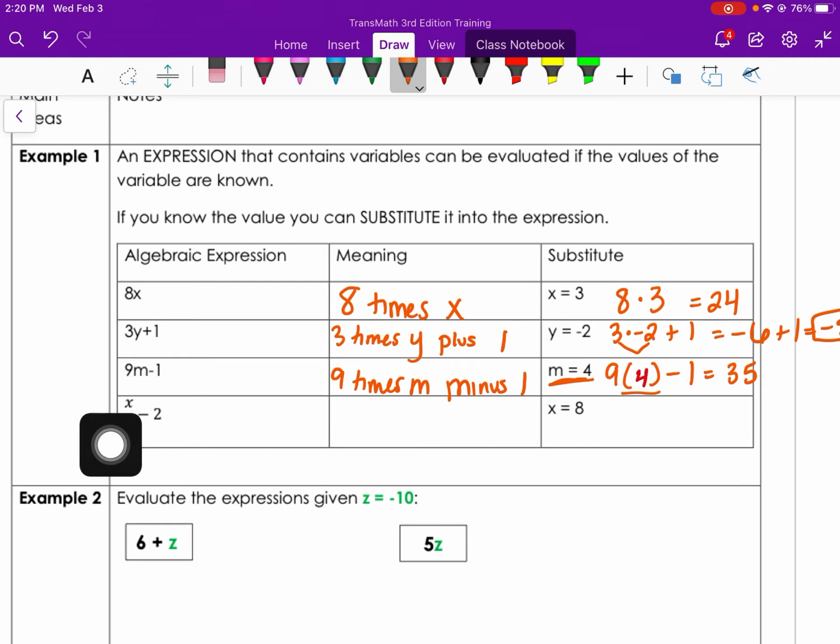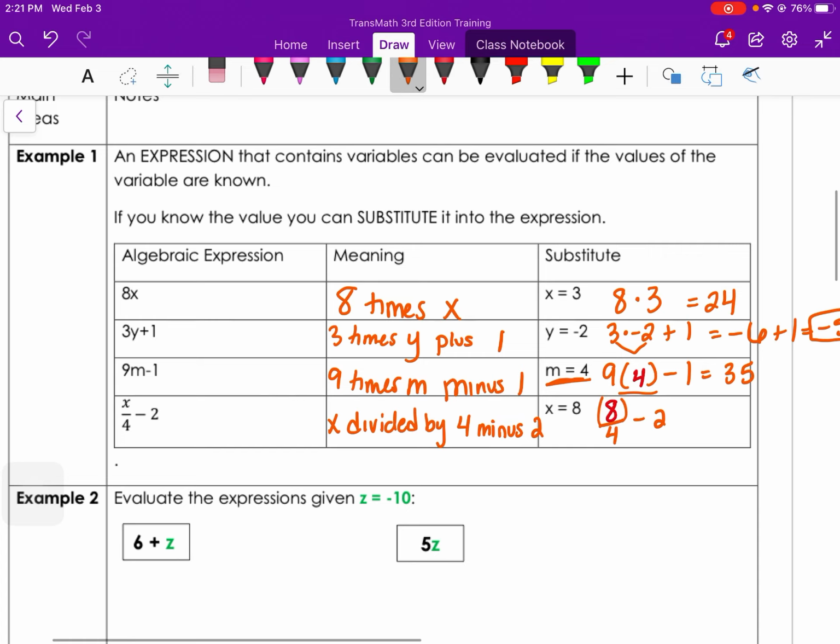If you have an expression written like this, x over 4 minus 2 means x divided by 4 minus 2. So this means x divided by 4 and then minus 2. So if x equals 8, you would substitute in the 8. So it'd be 8 over 4 minus 2. So I'm replacing the value where the x was with the 8. Then 8 divided by 4 is 2, minus 2 is 0. So then following my order of operations as well.